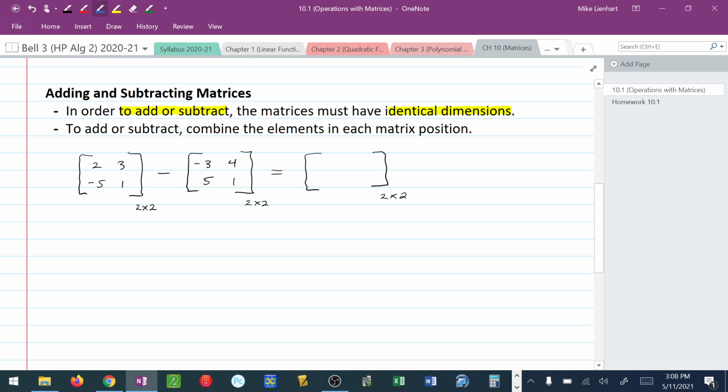To fill in the first element, I'm going to go 2 minus negative 3, which would be 5. The second element, or position 1, 2, as we're going to learn it, 3 minus 4 would be negative 1. The second row, first column element would be negative 5 minus 5. Well, that would be negative 10. And then the very last element, 1 minus 1. 1 minus 1 is 0. This resulting matrix is what I get when I perform a subtraction.